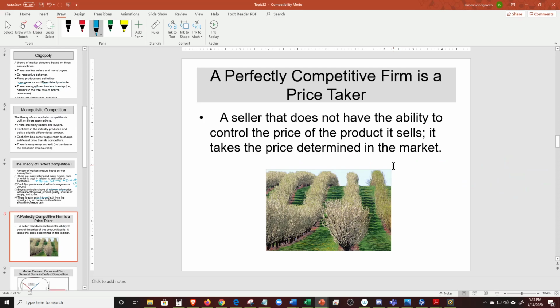And so then we go into here: it is a price taker. The seller does not have the ability to control the price of the product it sells. It takes the price determined in the market. All right, excellent.